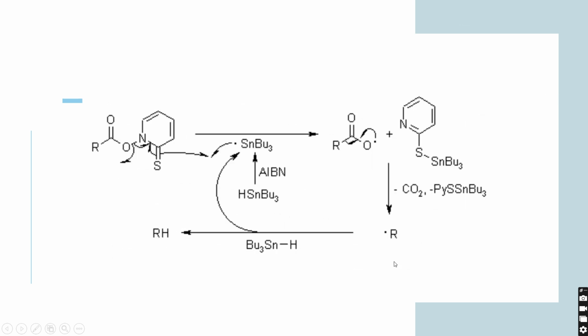Okay, after the generation of Barton ester, now what happens? We have AIBN in the reaction medium. AIBN is nothing but the radical initiator. That radical initiator can create this tributyl tin radical by homolytic cleavage of tributyl tin hydride reagent. And AIBN, like I said, is nothing but azobisisobutyronitrile, which is a well known radical initiator.